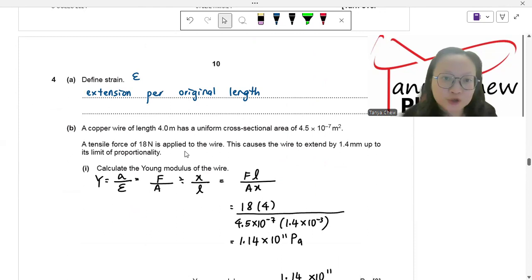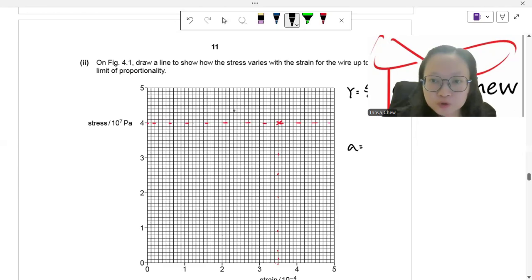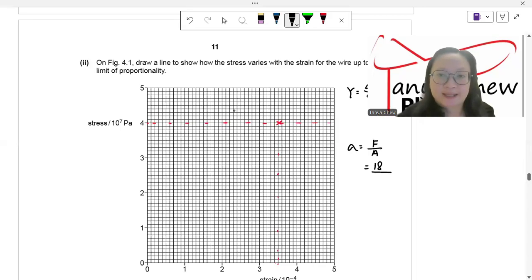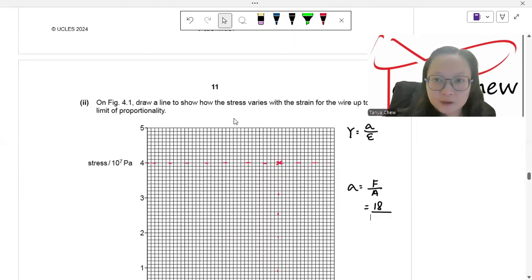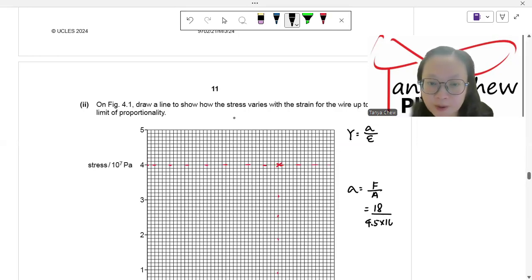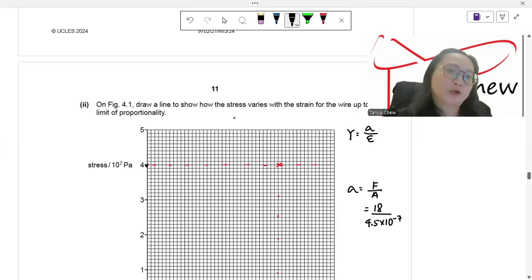Now, I need to get the stress. So the stress is equal to force over area, maximum force that will extend the wire up to its limit of proportionality, divided by the surface area of it, which is 4.5 times 10 to the power of negative 7. Use your calculator to calculate 18 over 4.5 times 10 to the power negative 7. You will get 4 times 10 to the power of 7 Pascal. So this is the maximum stress that the wire could handle.